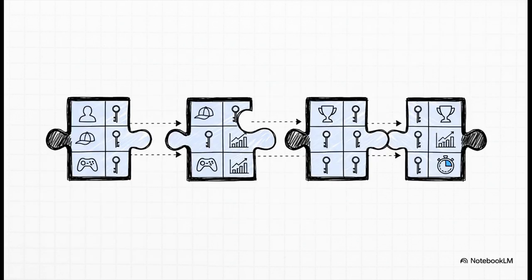But what happens when your data is scattered all over the place? I mean, you might have player names in one table and their game stats in a totally separate one. That's where a join comes in. A join is the command that lets you connect these different puzzle pieces. You just link them using a piece of info they both share, like a player ID, and boom, they snap together into one complete picture.